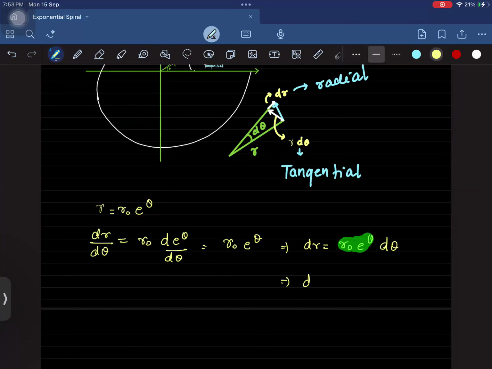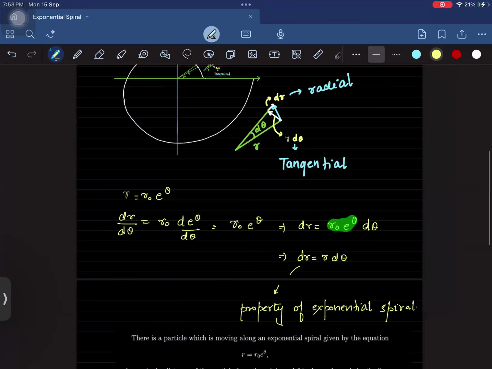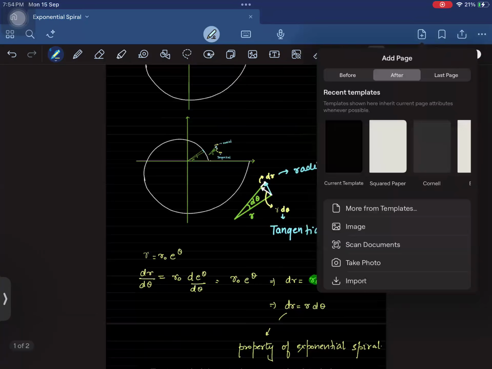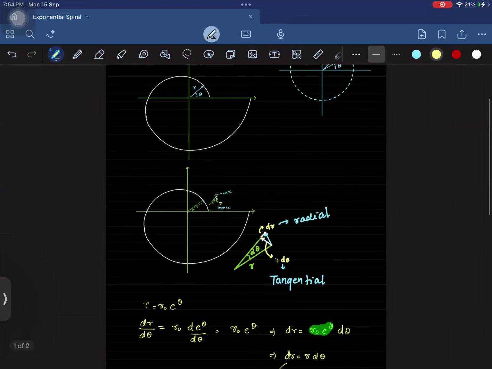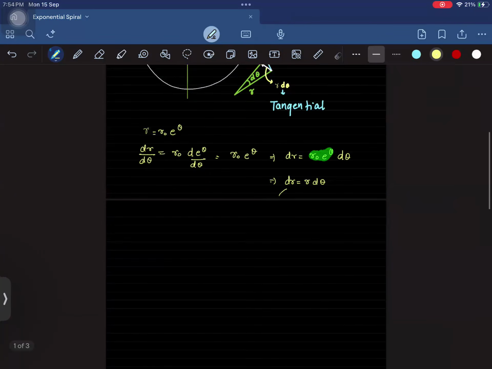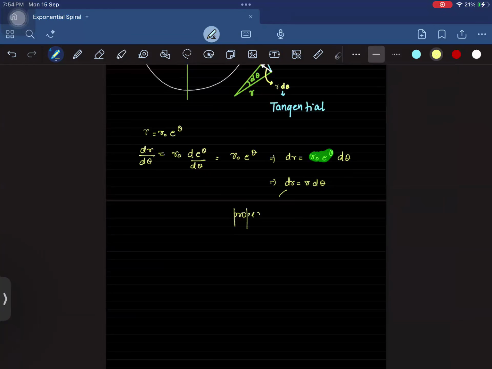So if we try to understand this, dr comes to be equal to r d theta, which means that these two displacement vectors are actually equal, and this is actually a property of an exponential spiral.